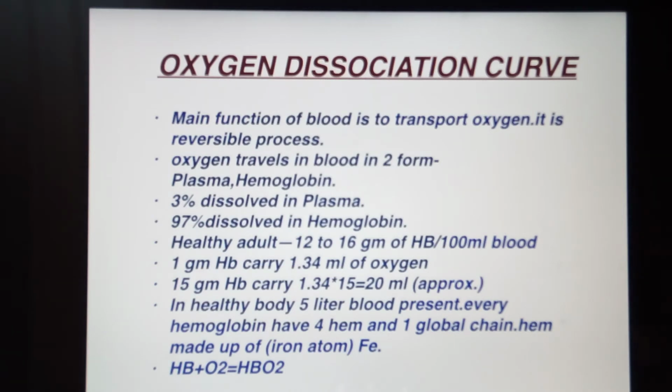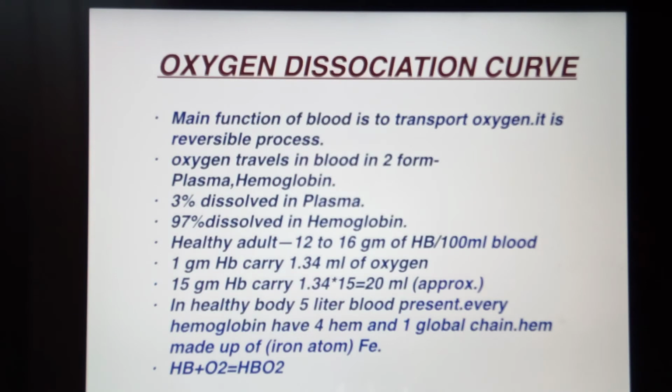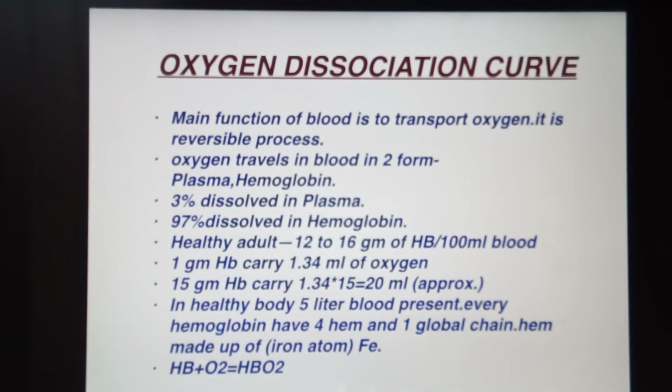In a healthy body there are 5 liters of blood, and every hemoglobin has 4 heme and 1 globin chain. The heme is made up of an iron atom, that is Fe. Hemoglobin combined with oxygen makes HbO2, meaning oxyhemoglobin. So when we inhale oxygen, the hemoglobin combines with 97% of the oxygen and then travels to the tissue. The hemoglobin has 4 heme and 1 globin chain.